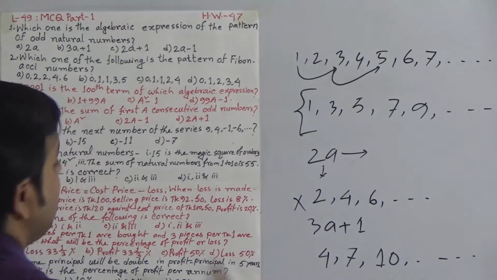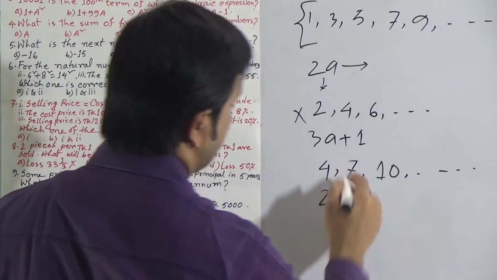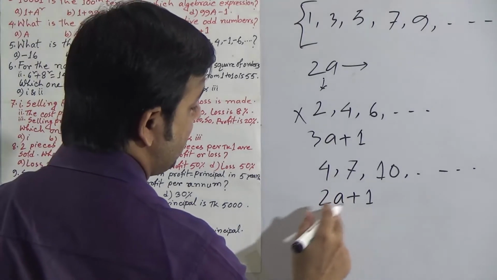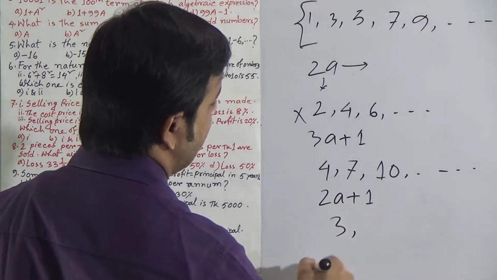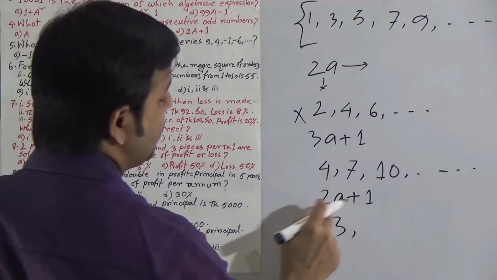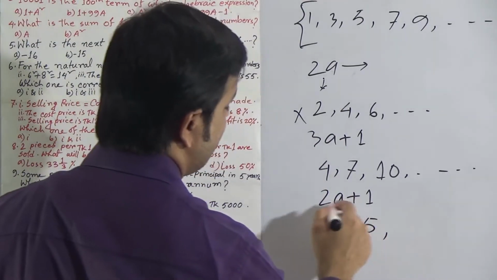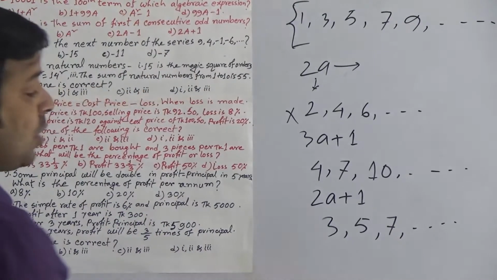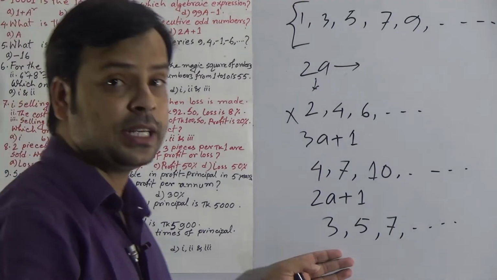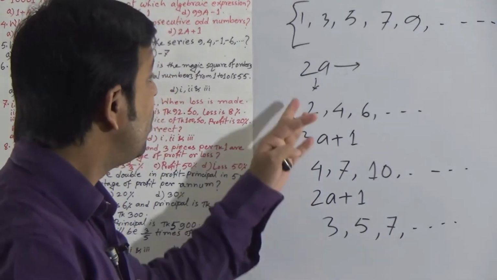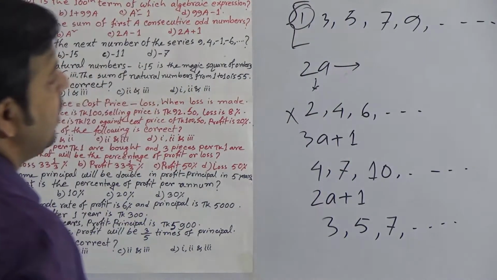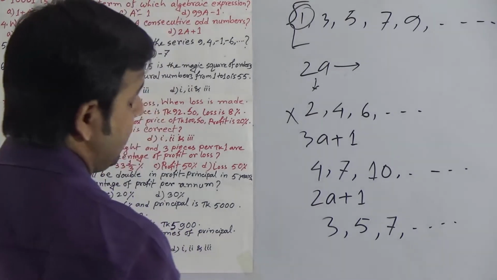And then C, algebraic expression is given 2A plus 1. Here put the value of A. Suppose A is 1. So 2 1s are 2 and 1, 3. And then put 2, 2 2s are 4 and 1, 5. Then 3, 3 2s are 6 and 1, 7. Dear students, this is also a pattern of odd numbers or odd natural numbers, but here we will not get 1, the first odd natural number we will not get.